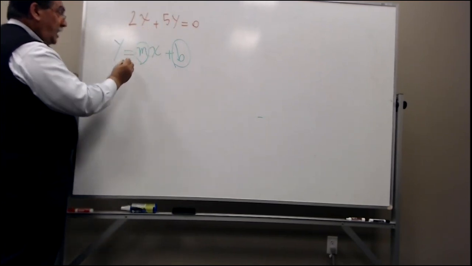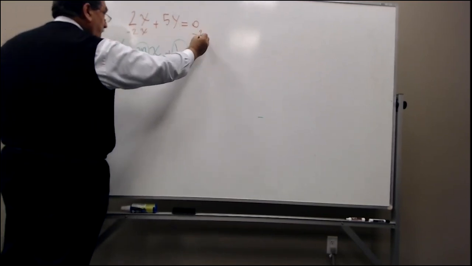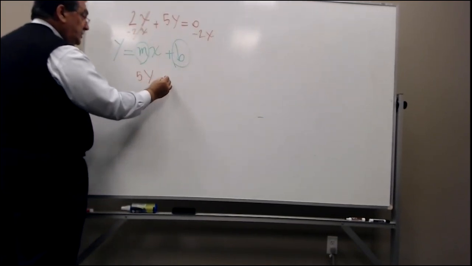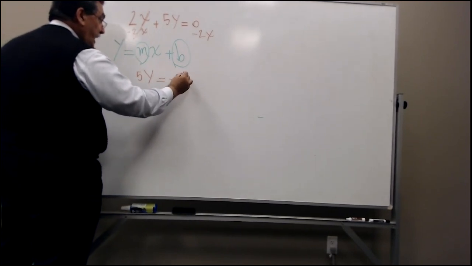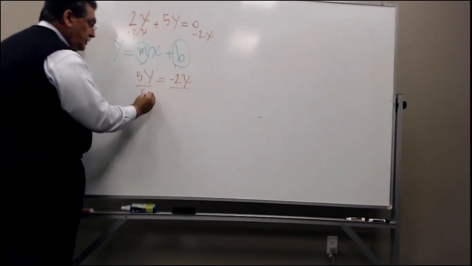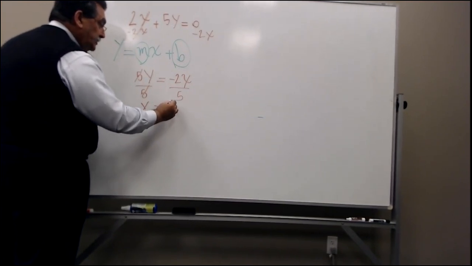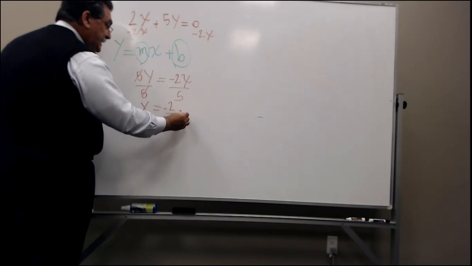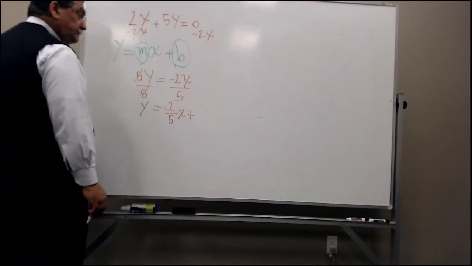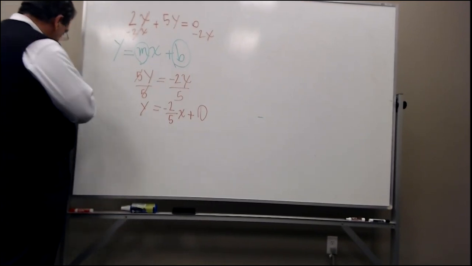So what do I do? I subtract 2x from both sides. So these two cancel. I get 5y is equal to minus 2x. Okay? Divide both sides by 5 to get y is equal to minus 2 over 5 x plus what? 0. Okay?